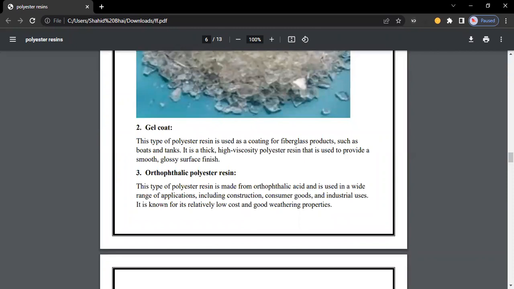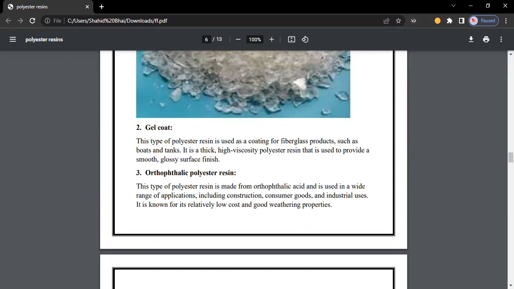High viscosity means, like, the difference between water and honey: honey is more viscous. Similarly, we use the high viscosity polyester. It provides and covers the surface with a smooth finish.